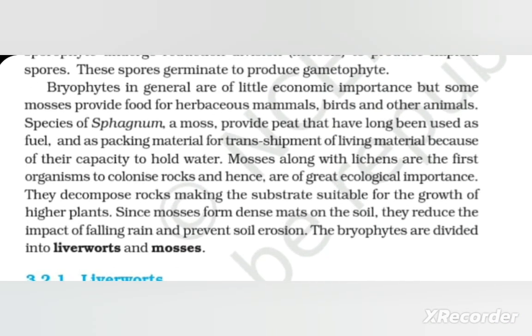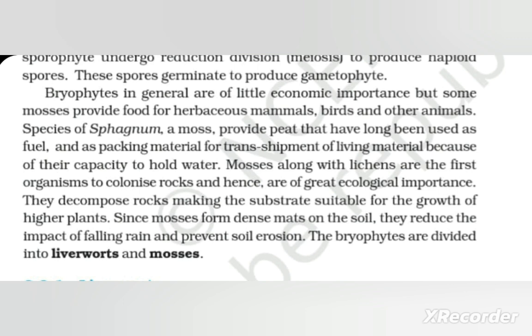We'll be doing the third paragraph, which tells us about the economic importance of bryophytes, or more precisely mosses. The first one being that mosses are used as food for herbaceous mammals, birds and other animals. The second says species of sphagnum, a moss, provides peat, which has been used as a fuel. So I hope you know peat is a form of coal.